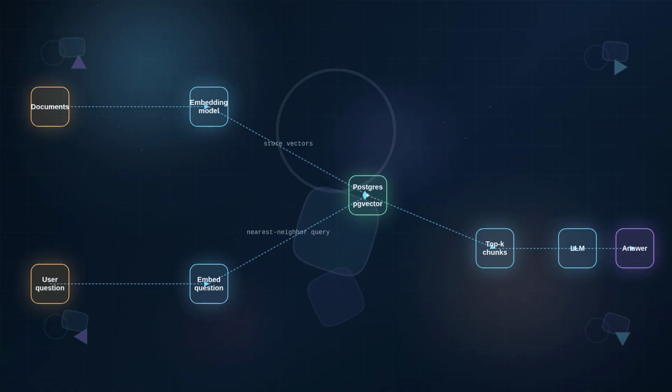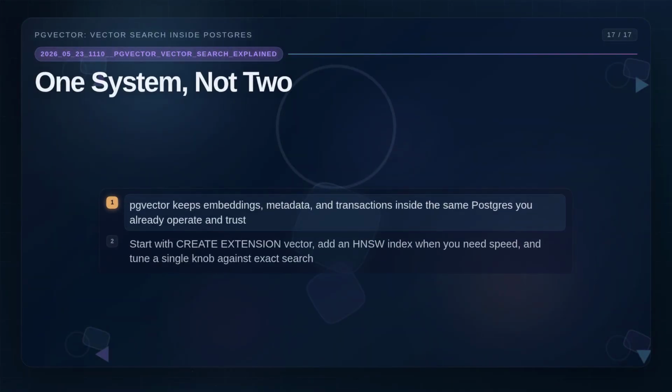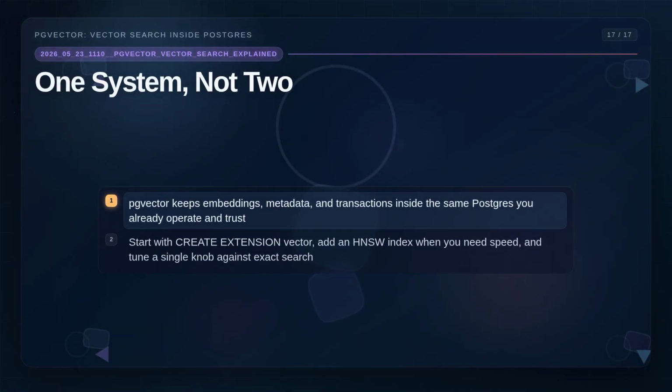The second phase happens live, when a user asks a question. You embed the question with the same model, then run the nearest neighbor query we learned earlier to pull the handful of chunks most similar to the question. Those chunks become the context you hand to a large language model, which writes an answer grounded in your actual content. Notice what the database is doing here. It is the retrieval layer, the memory of the whole system. And because it is just Postgres, your permission filters, your joins, and your transactions all still apply to that retrieval for free.